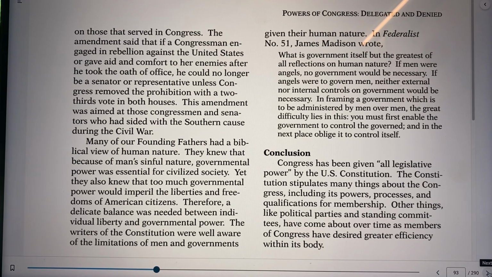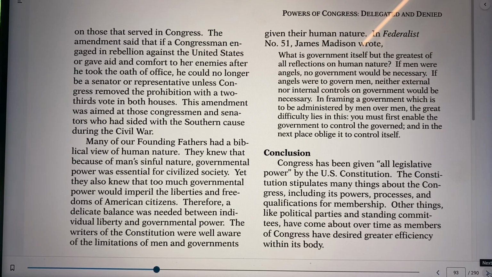After taking office, they could no longer be a senator or representative unless Congress removed the prohibition by a 2/3 vote in both houses. So what happened is, of course, after the Civil War, there were a lot of congressmen from these states, whether South Carolina or Virginia or wherever it was, that were senators before. They couldn't just have their positions back unless that prohibition was voted on by a 2/3 vote in both houses of the Senate and House that says that they could come back, because they were considered enemies of the Confederacy of the South.